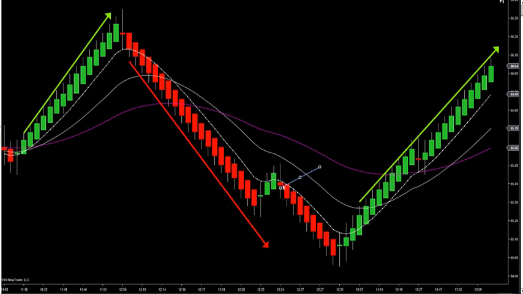Now see how the body open versus close right here? See how it closed right on the smaller MA? That's still a sell signal. Why? Because the body of the candle did not close inside of it. So it's still below all three. And there she continues down.